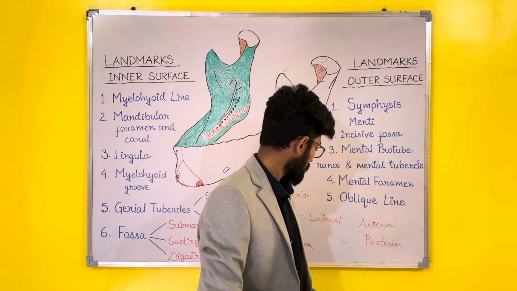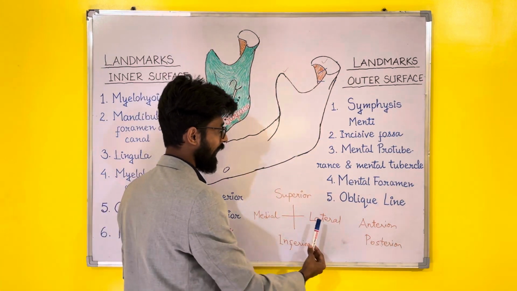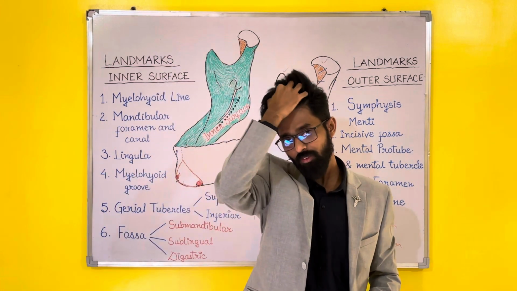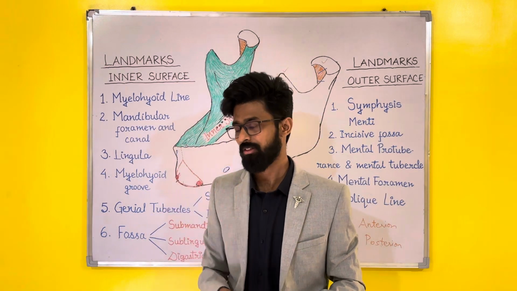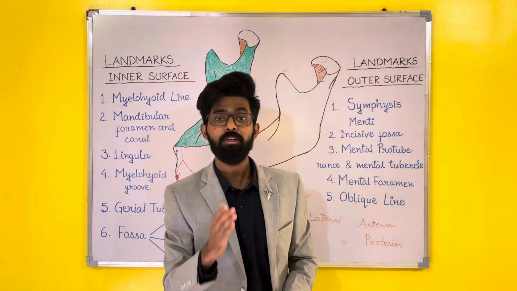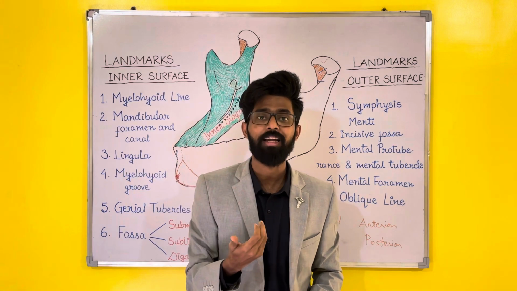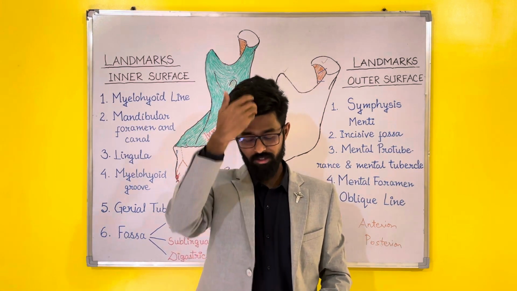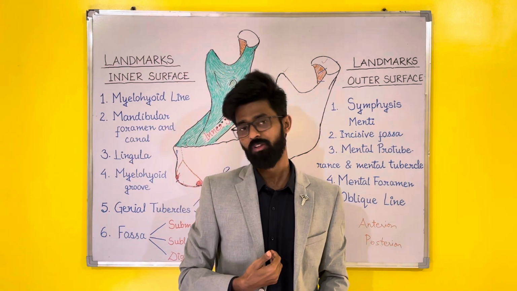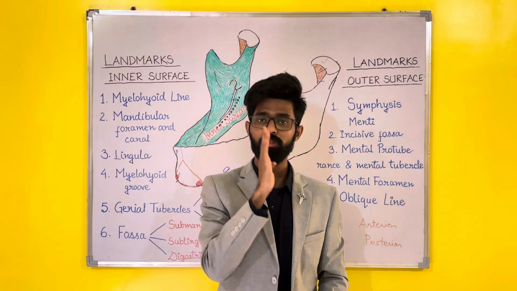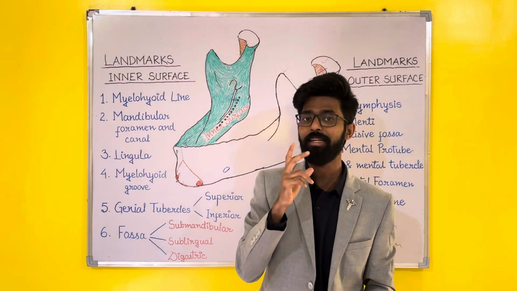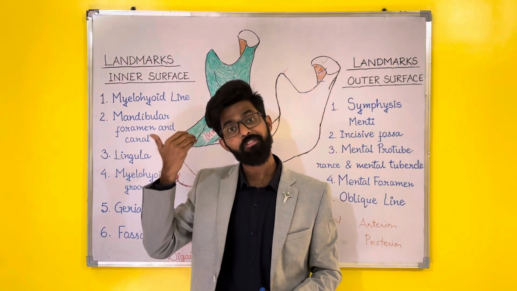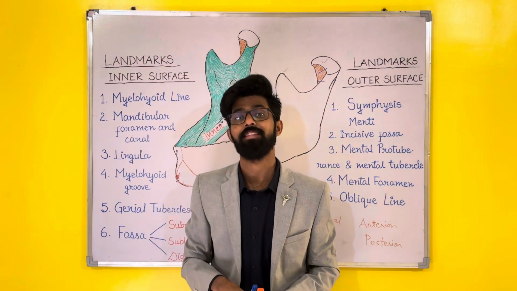Now there are 2 more terms. One is medial and the other is lateral. So what is medial and what is lateral? Medial is something which is placed towards the midline or near the midline. Suppose this is the midline. This is the midline of my body. So something which is closer to the midline is called as medial, and something which is away from the midline is called as lateral.